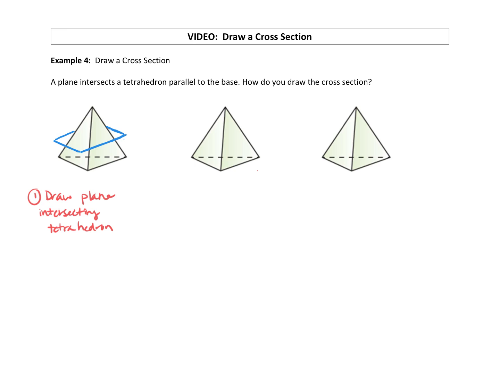I will go ahead and color in that plane. We know it's going to be kind of like this. So if you can picture a plane coming in and intersecting the tetrahedron parallel to the base. All right, after that, we are going to draw lines where the plane cuts the surface of the polyhedron.